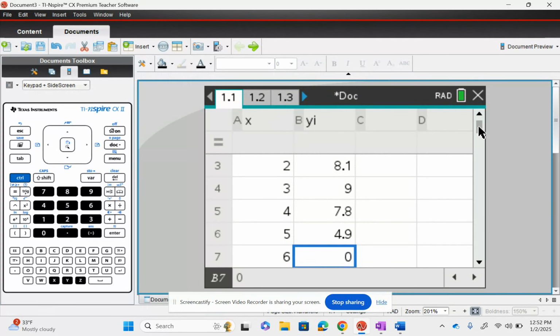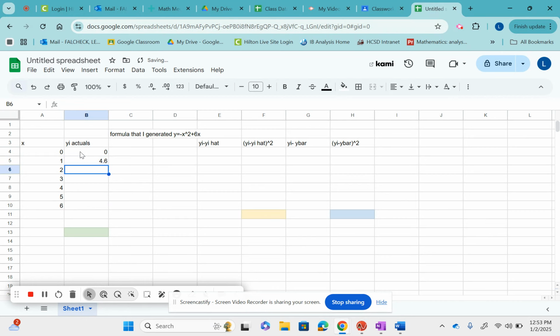So if I wanted to figure out what the predicted y's would be, I would have to graph this equation and then get a table of values. So 0, 0, 1, 5, 2, 8, 3, 9, 4, 8, 5, 5, and 6, 0. Okay, so these are my predicted values. So I would go into here, and my yi actuals, I think they were 0, 4.6. These were the actual measured ones, so notice how they're not perfect numbers.